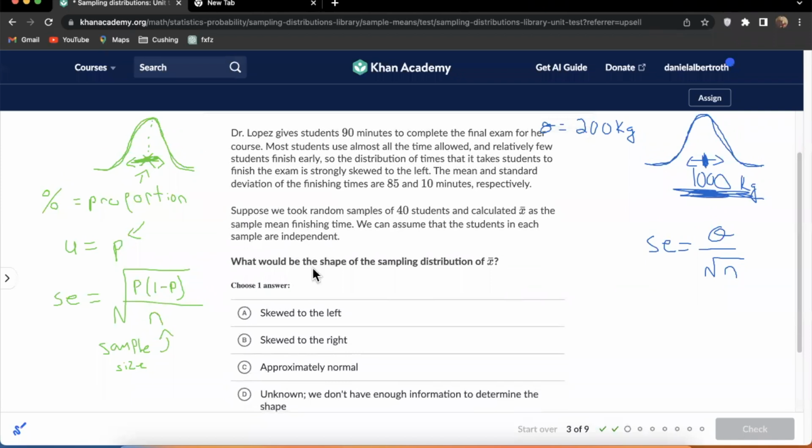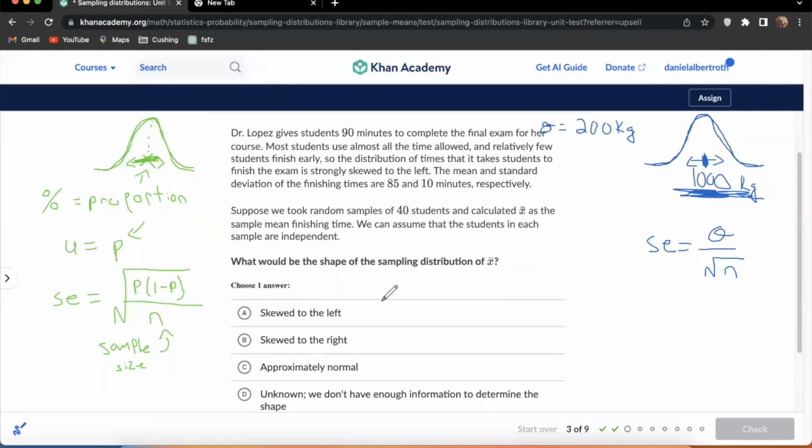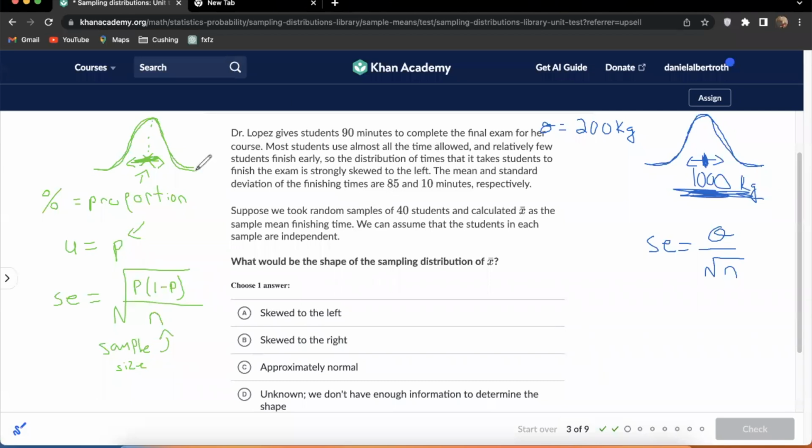Question says, Dr. Lopez gives students 90 minutes to complete the final exam for her course. Most students use almost all the time allowed, and relatively few students finish early. So the distribution of times that it takes students to finish the exam is skewed to the left. The mean and standard deviation of the finishing times are 85 and 10 minutes respectively. Suppose we took random samples of 40 students and calculated X bar as the sample mean finishing time. We can assume the students in each sample are independent. What should be the shape of the sampling distribution of X bar?